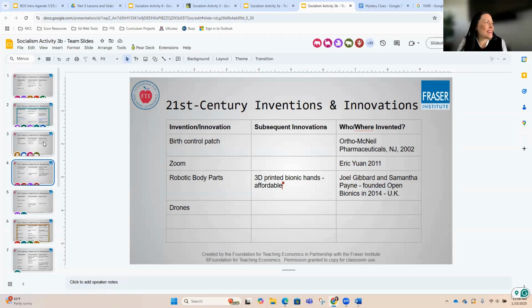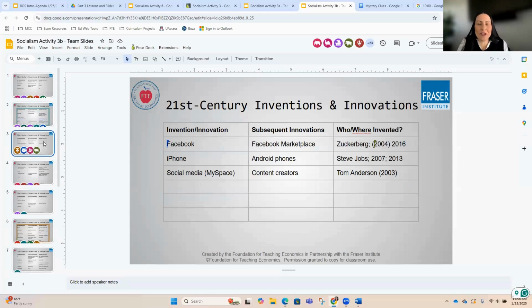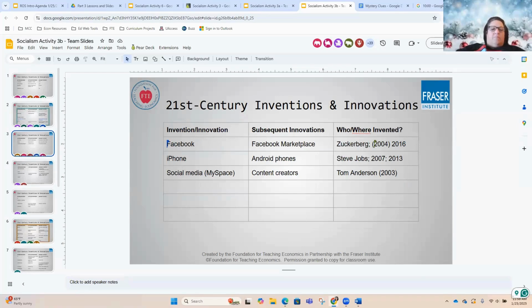Let's go to group 3. Tell us about one or two of yours that haven't been shared yet. Group 3 is Jennifer, Maggie, Janice, and Rachel. I will. Of course, we went back and forth because it's hard to tell. It made us think really hard about whether it was an invention or an innovation. So we thought Facebook, which Facebook Marketplace came out of. So that was advertising and marketing innovations. Of course, Zuckerberg in 2004.